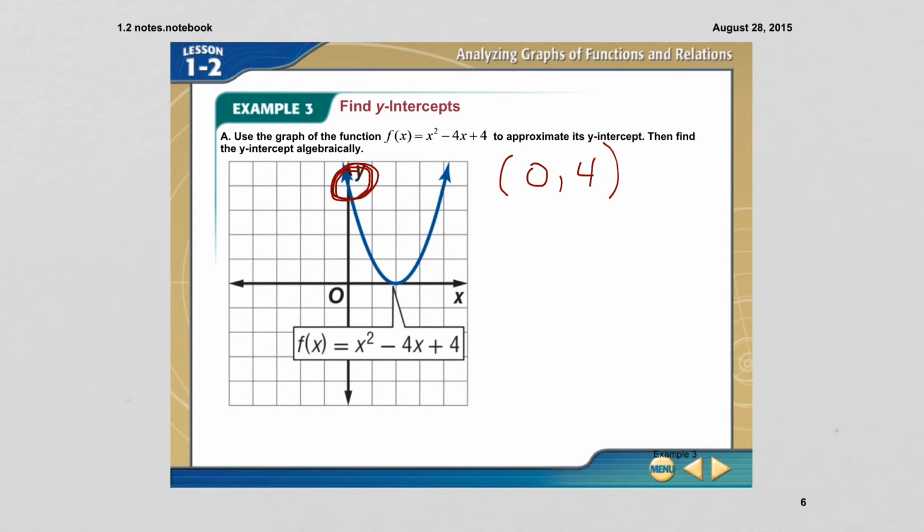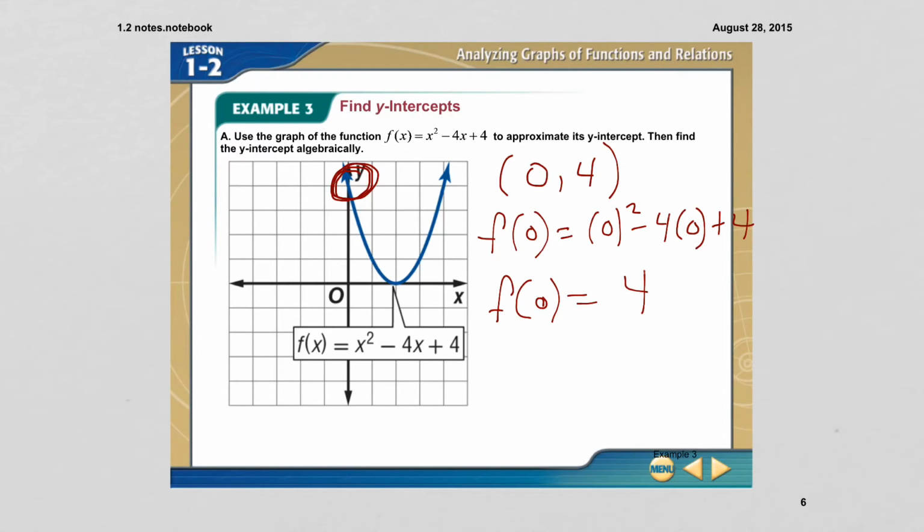If I don't have a graph and all I have is the function f of x, that means I'm going to find f of 0. And f of 0 equals 0 squared minus 4 times 0 plus 4. Well, that's going to give me f of 0 equals 4, which means, again, the point is (0, 4). So we found it either graphically, if I have a graph, or I can do it algebraically.